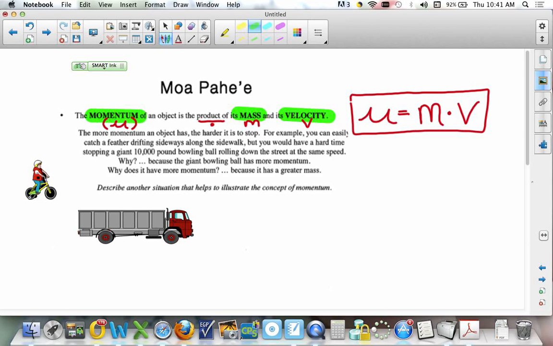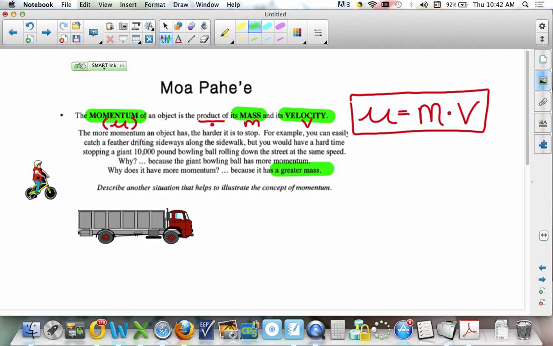For example, you can easily catch a feather drifting sideways along the sidewalk, but you would have a hard time stopping a giant 10,000-pound bowling ball rolling down the street at the same speed. Why? Because the giant bowling ball has more momentum. Why does it have more momentum? Well, that's simple. It has a lot more mass, right? It has greater mass. So something that's moving with a lot of mass has a lot of momentum.